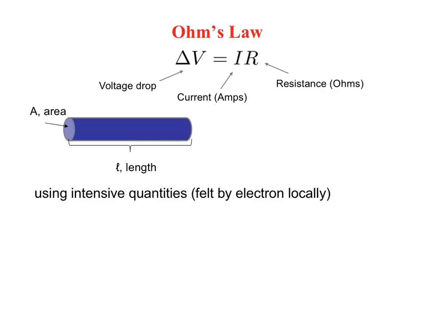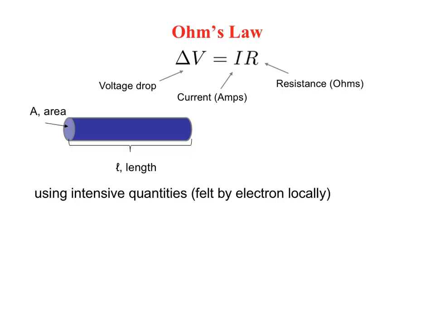We know electrical resistance from Ohm's law, which is used when we have a current I going through a resistor with a resistance R. The voltage difference across the resistor is delta V, or simply we say V equals IR, as the voltage drop equals the current times the resistance.